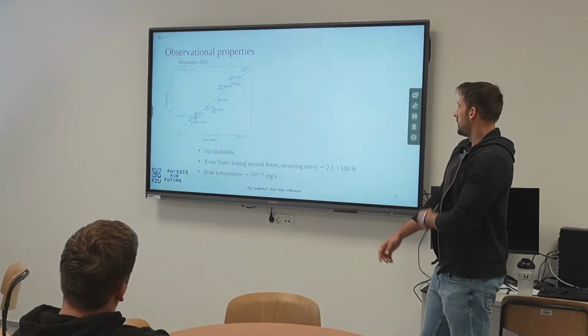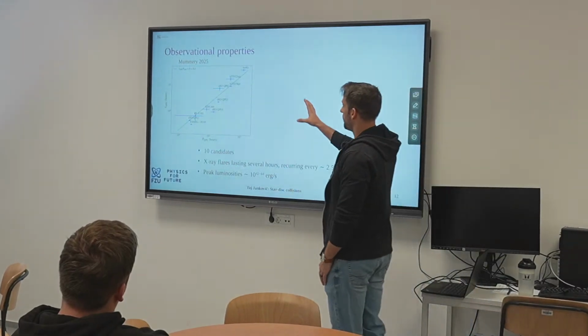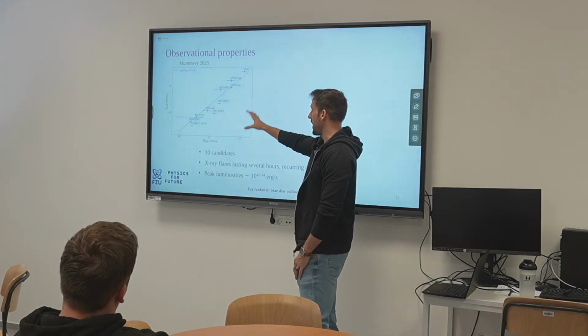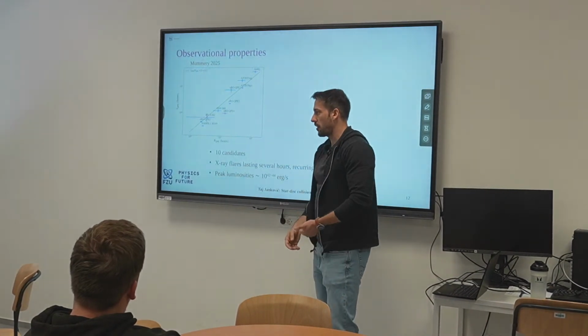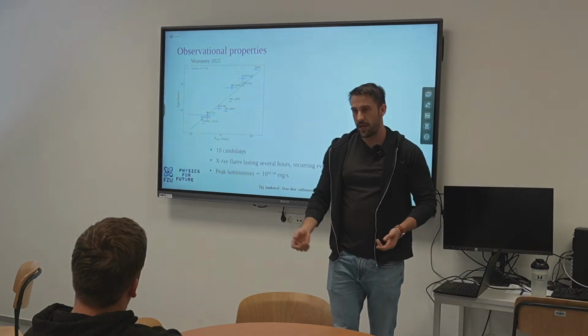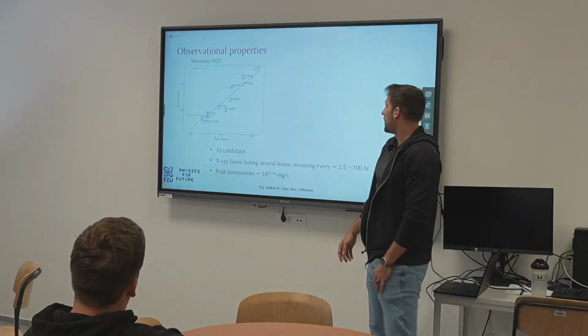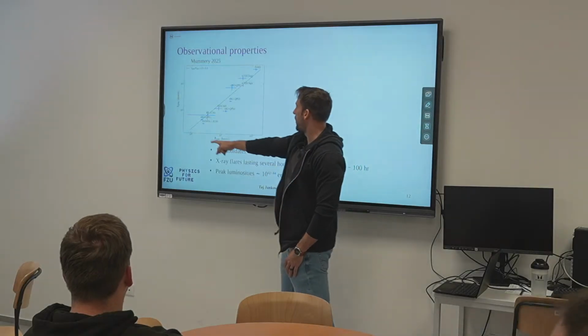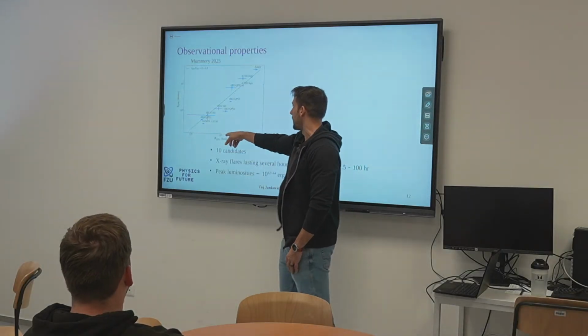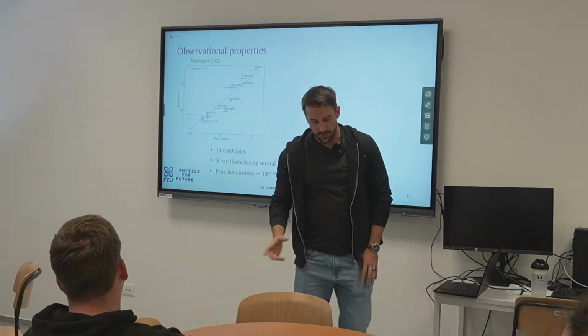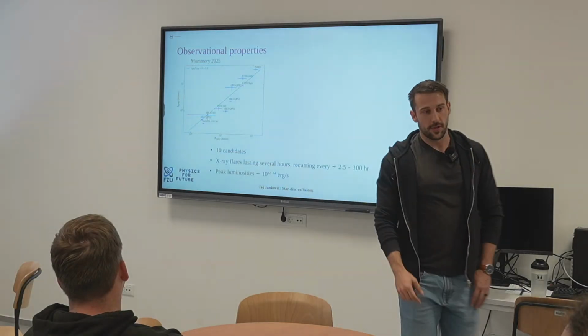Here, I'm showing all of the QPE candidates. There's 10 of them. So 3 regular, 4 irregular, but for the others, it's not really clear in which category they fall. And this is simply showing the duration of a flare as a function of the period, sort of the time between the different flares.